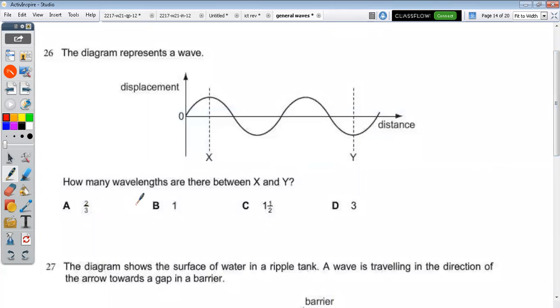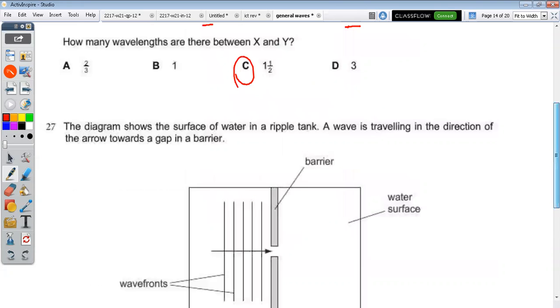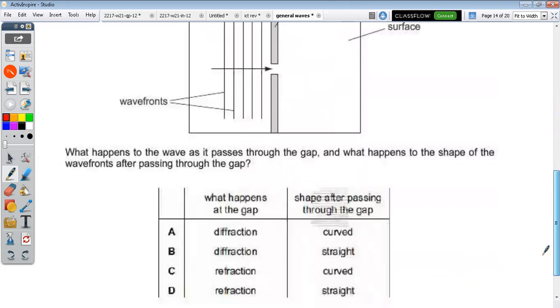How many wave fronts are between X and Y? Look at this, between X and Y. So here, my first wave front is this here. Remember we said from crest to crest. 1 here, from this crest to this crest, 1 complete wave. There I actually don't have a complete wave, it's 1.5. Clear?